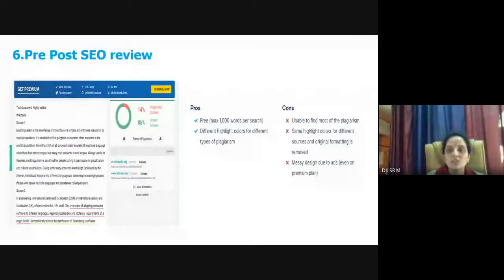We have the Pre-Post SEO review, almost the same. Only for the verbatim and paraphrasing plagiarism, they are using a different color in this tool. But most of the time, they say the tool's judgment is wrong, and for other types, the same color is used. So regardless, even when using a premium plan, the website is showing many unconnected and distracting ads, it seems. I have not used this.